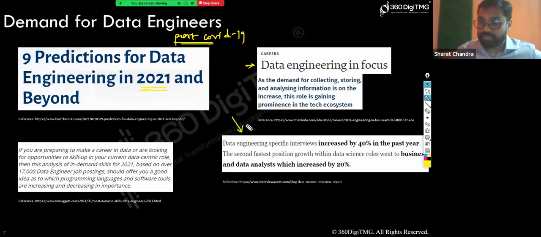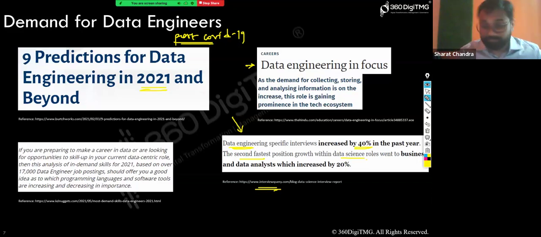You can see this article, which was published in one of the forums. This is one of the organizations which deals with HR related operations. They say that job interviews with respect to data engineering specific roles have increased 40% in that year, 2022 and 2023. This is the fastest growth, and the second fastest was data science.